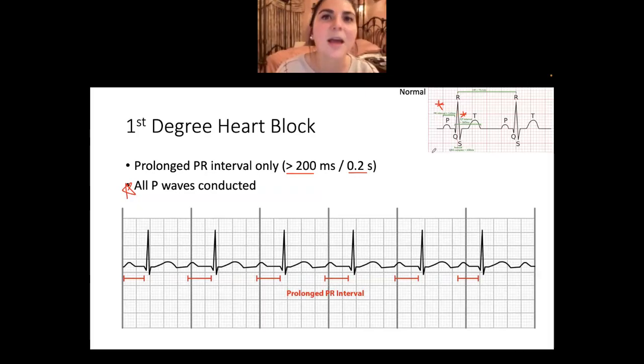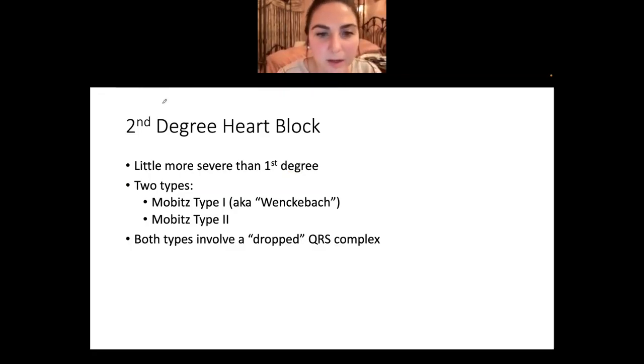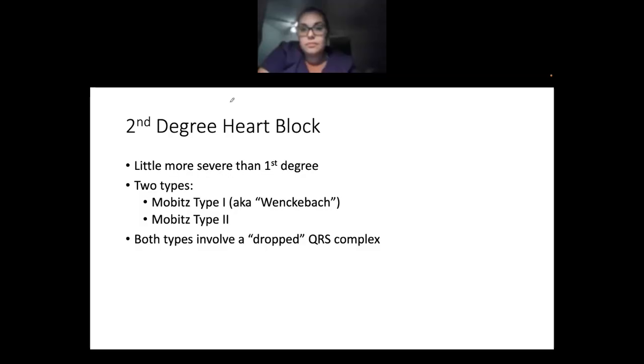So look for athletes that are having dizziness, or patients on antiarrhythmics, a beta blocker, calcium channel blocker, something like that. So this is how it should look. A normal PR interval is kind of tiny, but on a heart block, it looks bigger. Okay, that's all it is for first degree.